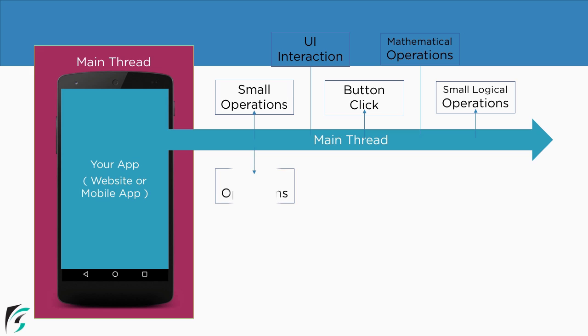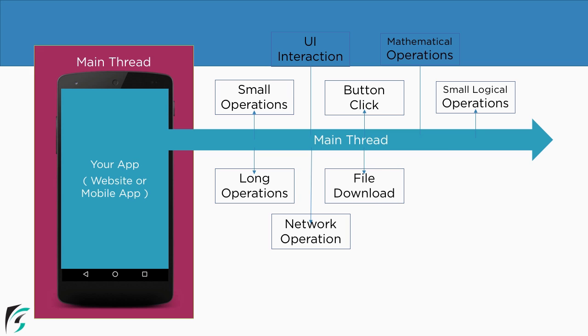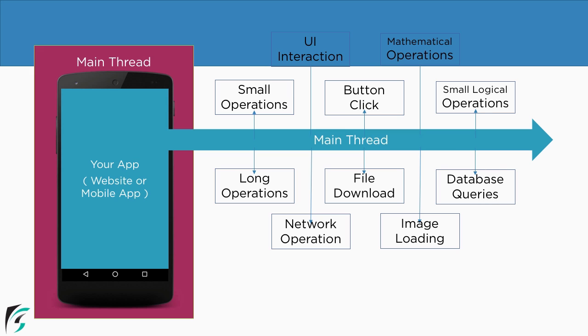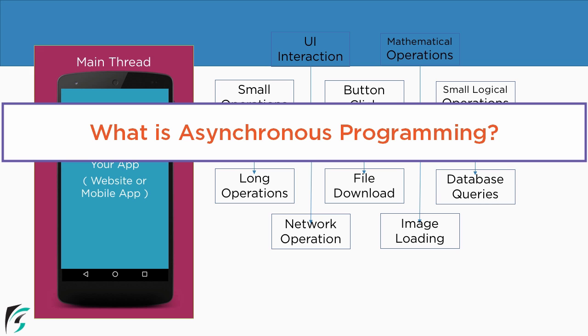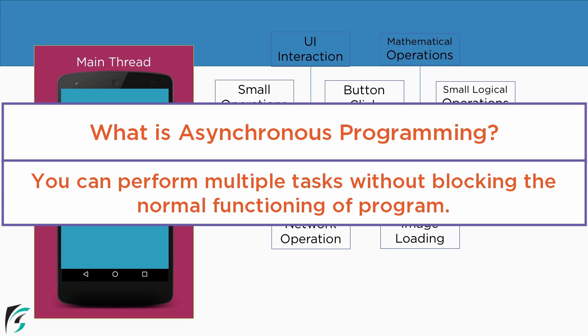Now what about the long and heavy operations? Such as those operations that take a very large amount of time to execute. For example, the network operation, downloading of a file, loading images from the server, or even performing heavy database queries from the server. Now what exactly is meant by asynchronous programming? Well, it is a kind of parallel programming in which the long-running operation runs parallelly without affecting the normal flow of your program. That is, running any program asynchronously won't affect your user experience or block your UI.